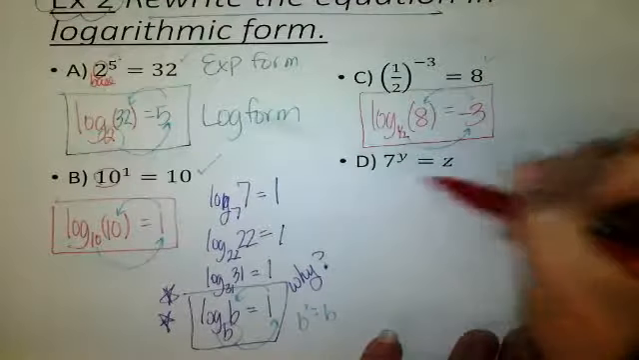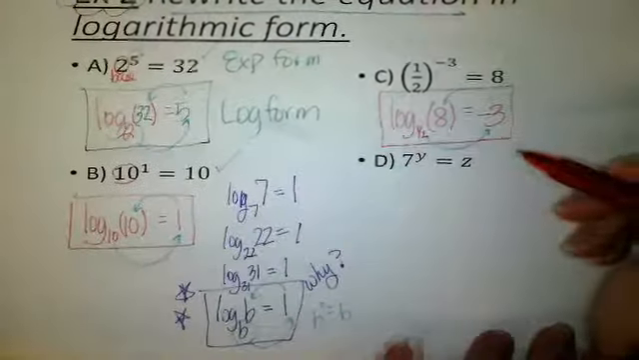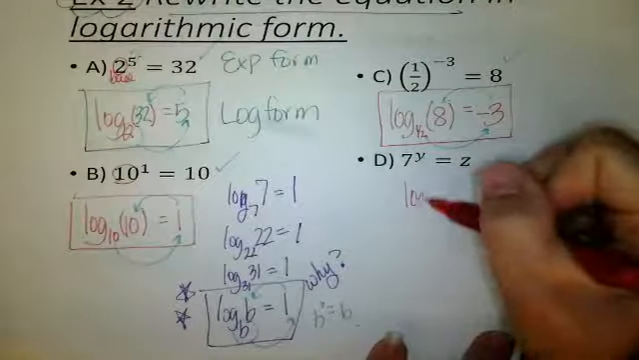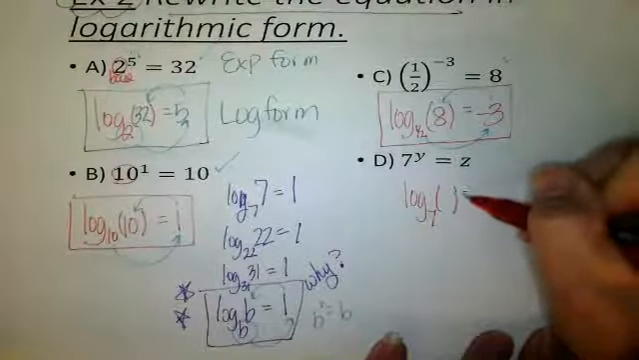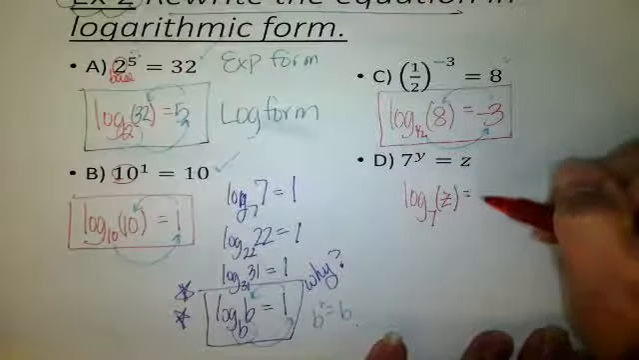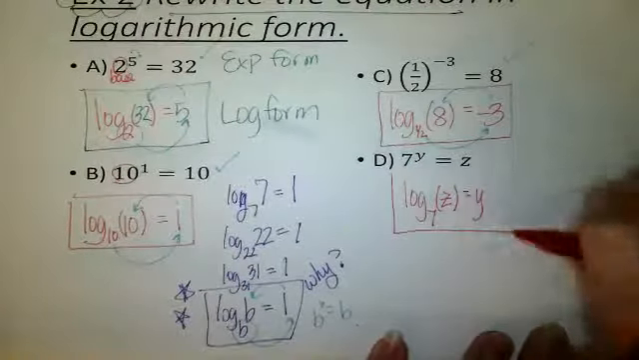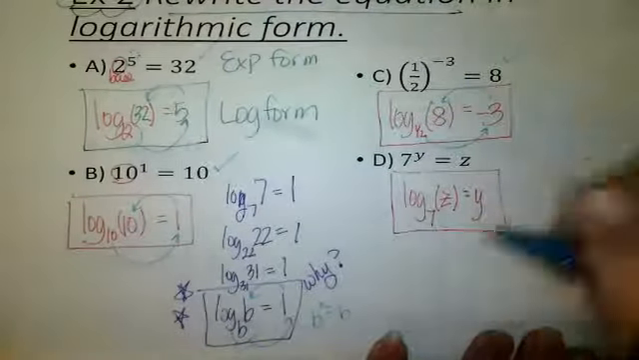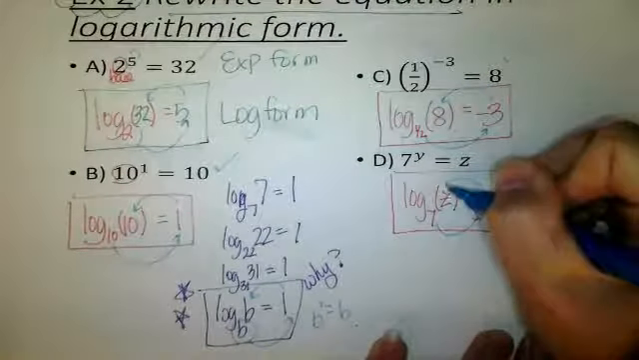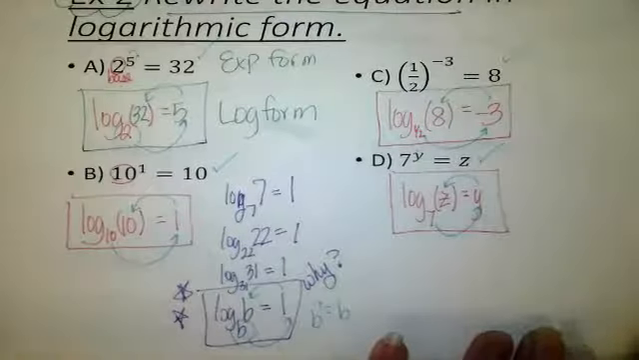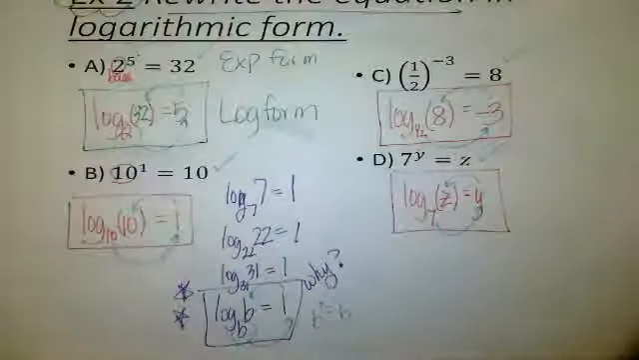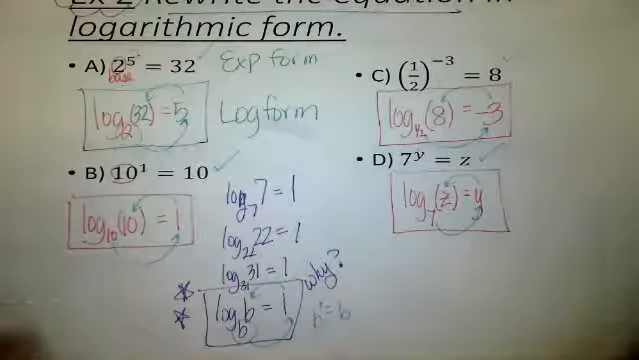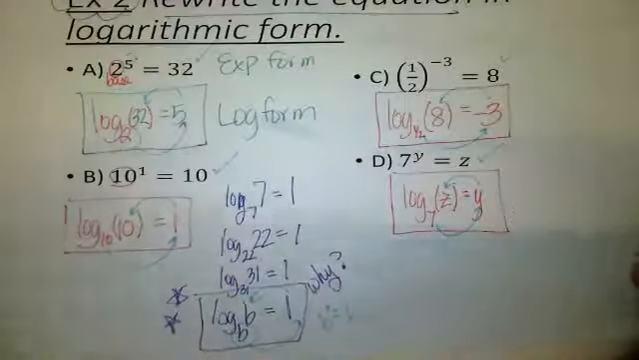Here, last one, kind of a nonsense equation. Log, what's the base? 7 of what? Z equals Y. How do you know if you did it right? Swirly. 7 to the Y equals Z. Okay? How do you drop a log? Swirly. Okay. This is easy, right? Yes. Okay, last one.